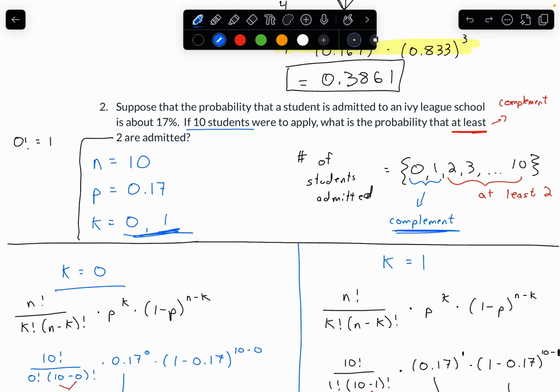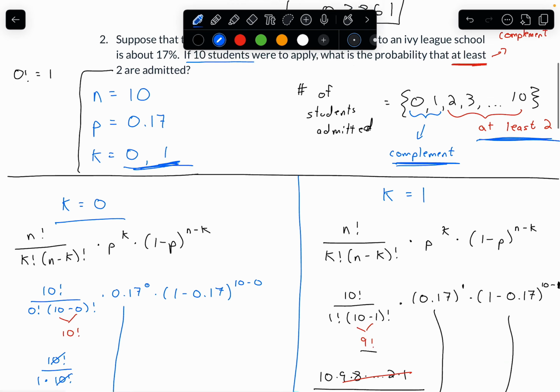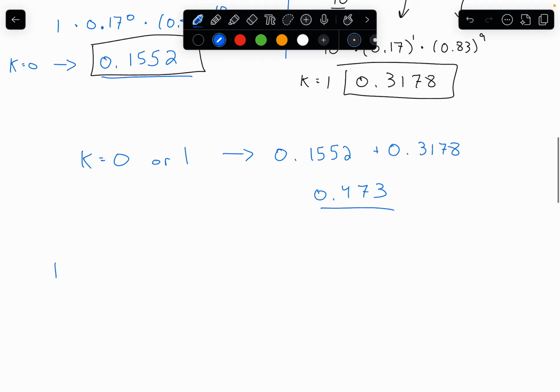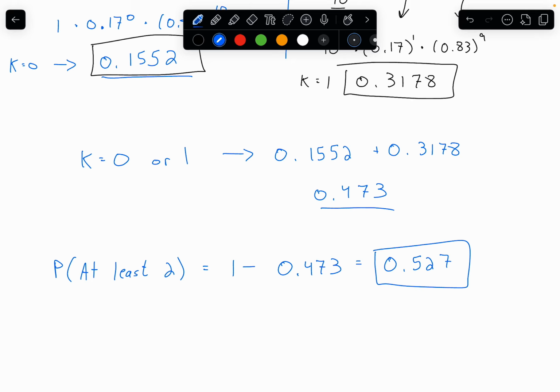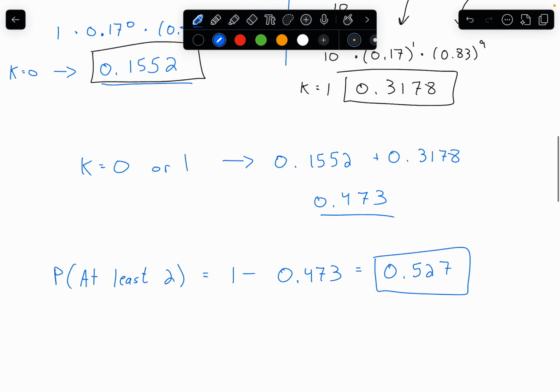If I want to take that and find the probability of the actual event itself, I'm going to take 1 minus the probability of the complement. So to finish this problem up, the probability of at least 2 would be 1 minus the probability of the complement, which we just found is 0.473. So 1 minus 0.473 gives me 0.527. There is my answer. So these problems can get pretty tricky if we're thinking about multiple cases where we have k equals 2 successes or 3 successes or 4 successes.